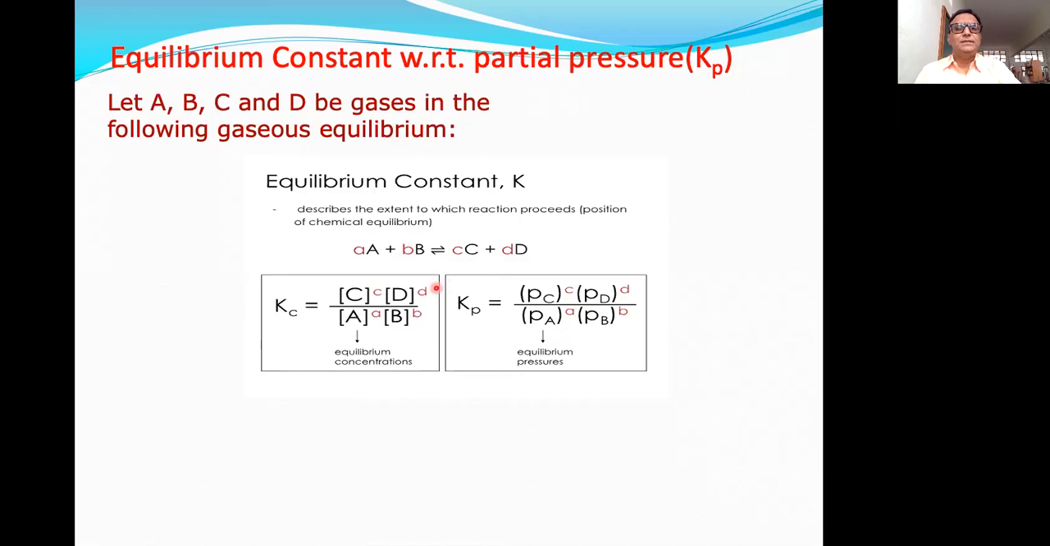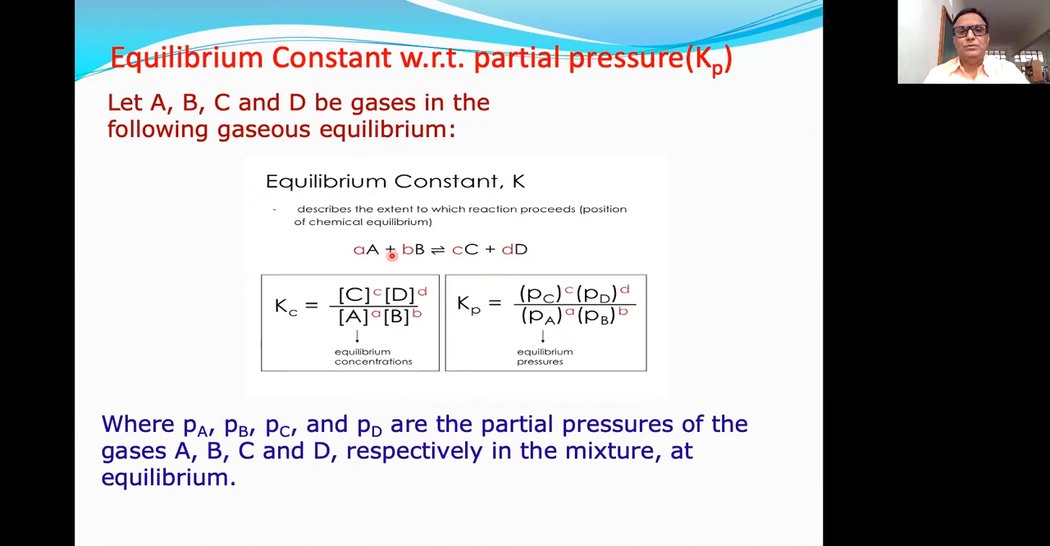Now let A, B, C and D be gases in the following gaseous reaction. Then you can write the expression for Kp like this. Now what are these Pa, Pb, Pc and Pd? They are the partial pressures of the gases A, B, C and D respectively in the mixture at equilibrium.